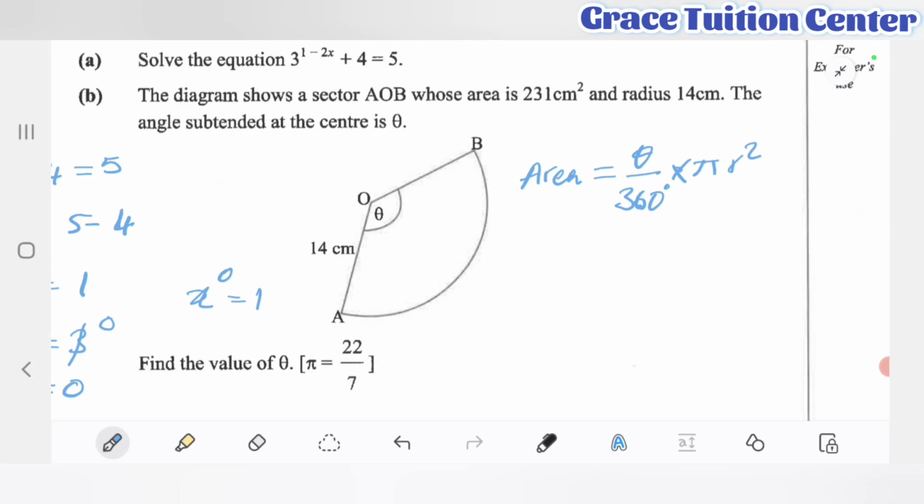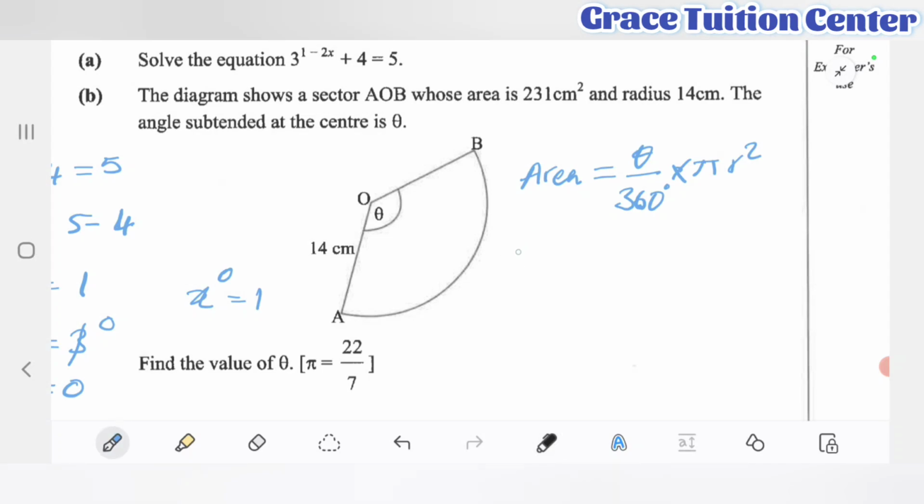So here now we're going to substitute what we know and work out what is not given. The area is given as 231 centimeters squared, so we'll put it where there's area. The radius is given as 14 centimeters, so where there's a radius, we'll put 14 centimeters. And pi is also given to be 22 over 7, so where there's pi, we'll put 22 over 7. So let's go ahead and see what this gives us.